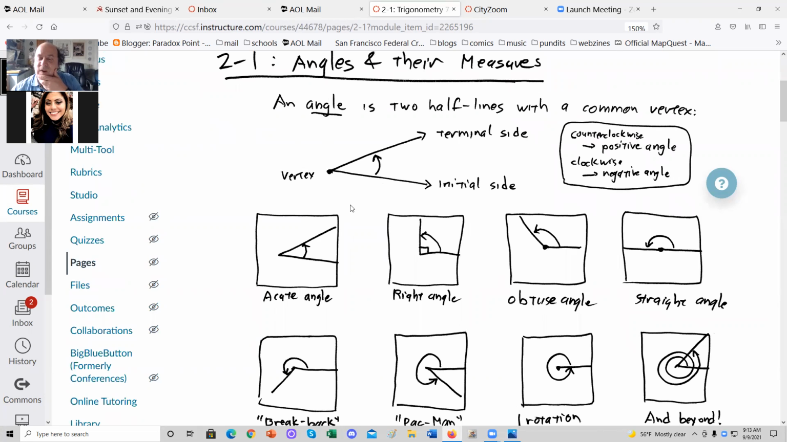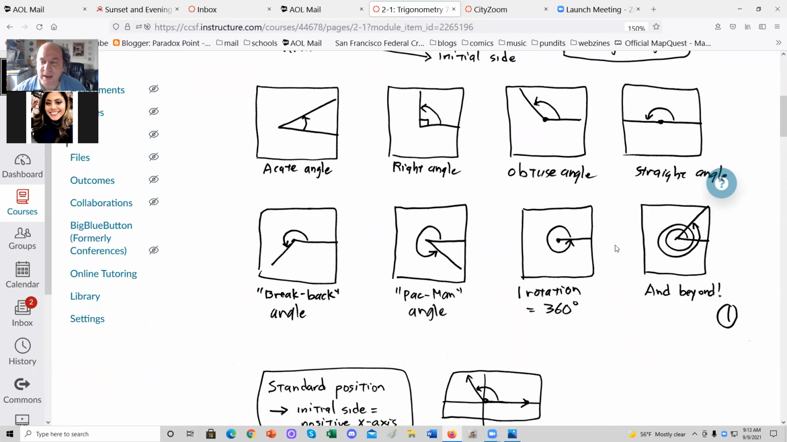And there are various names for various sizes of angles. Here we have an angle which is sharp, called an acute angle, because it's less than this 90-degree right angle. If it's bigger than 90 degrees, between 90 and 180 degrees, that's called an obtuse angle. If it's a complete 180, that's called a straight angle. These next are names that I made up. If it's beyond 180, from 180 to 270, I call it a breakback angle. And if it's from 270 to 360 degrees, I date myself by calling it a Pac-Man angle.